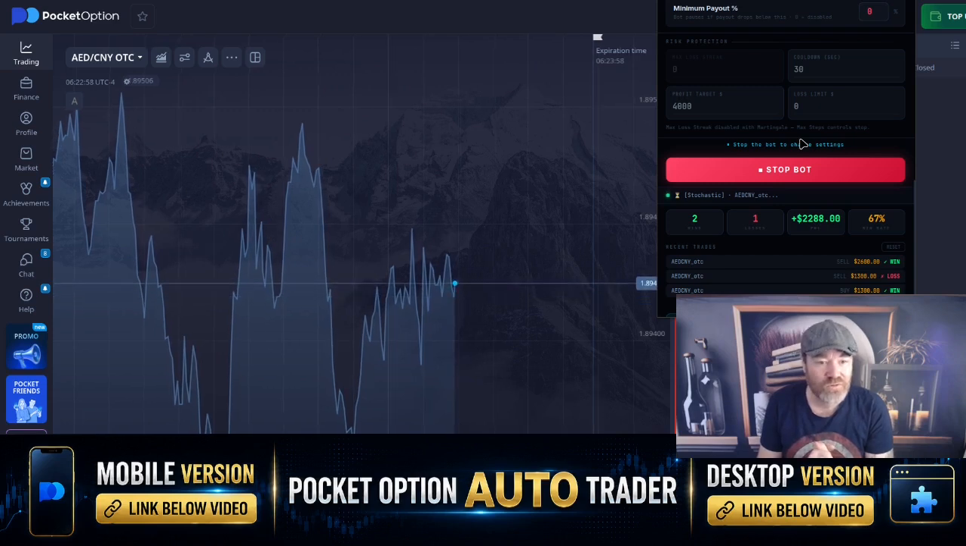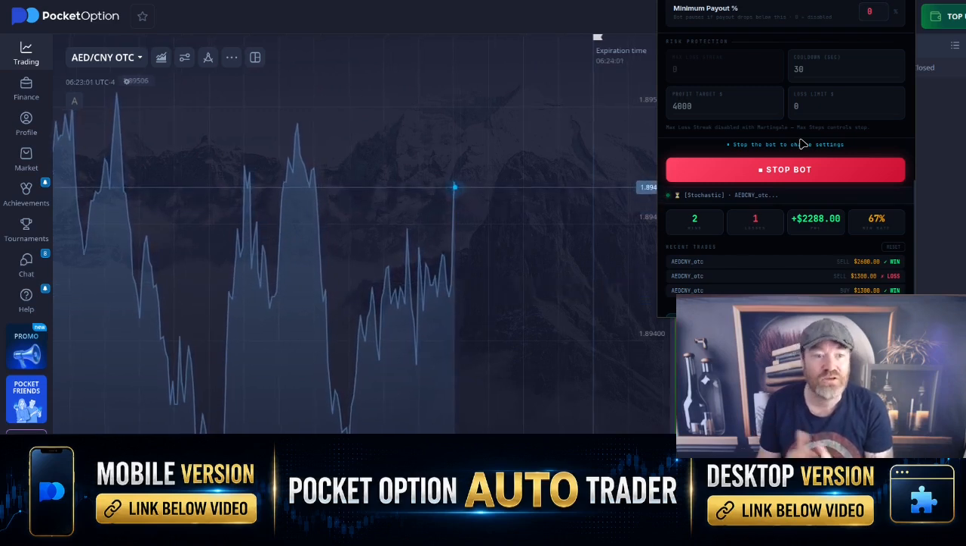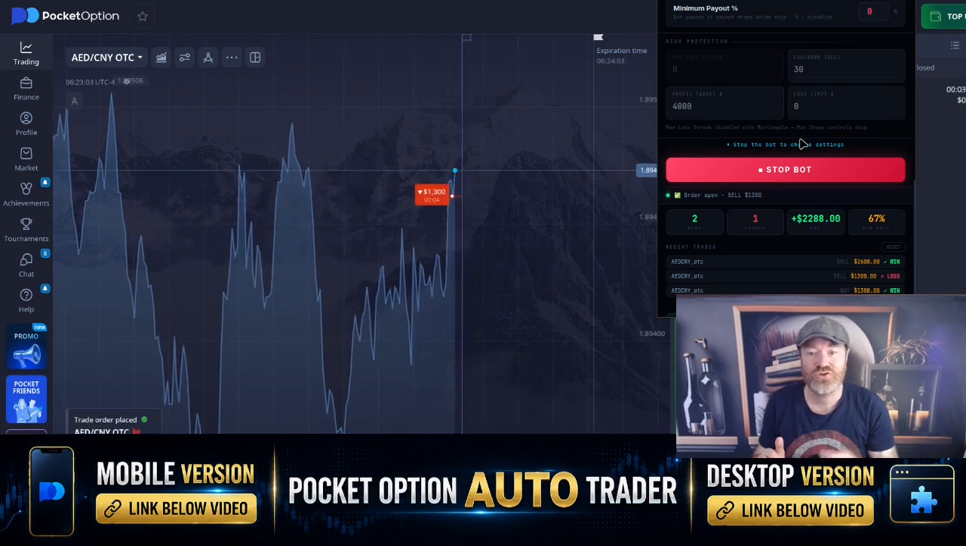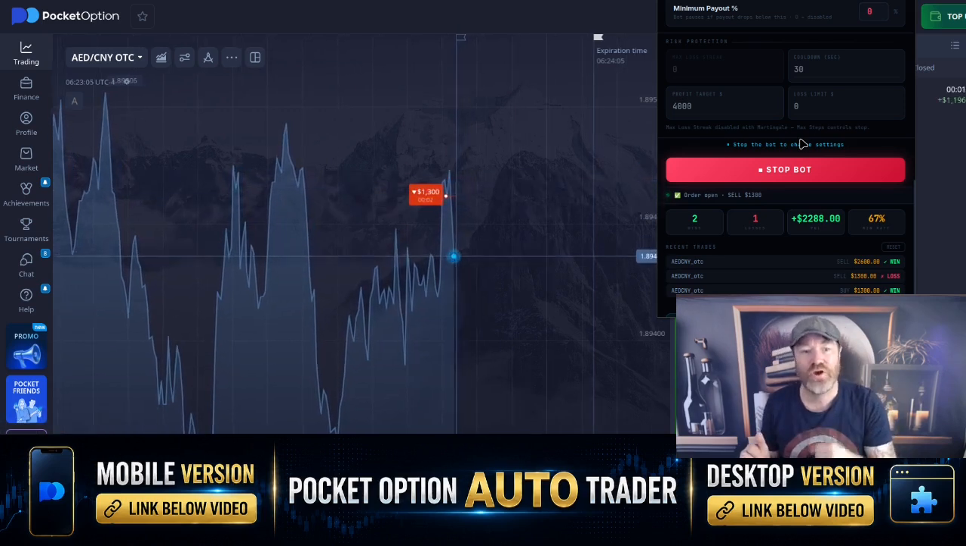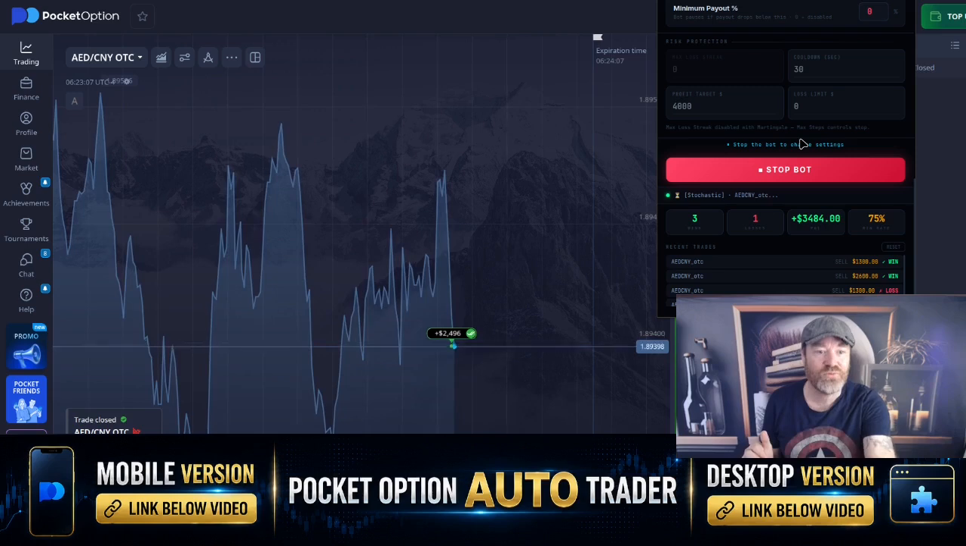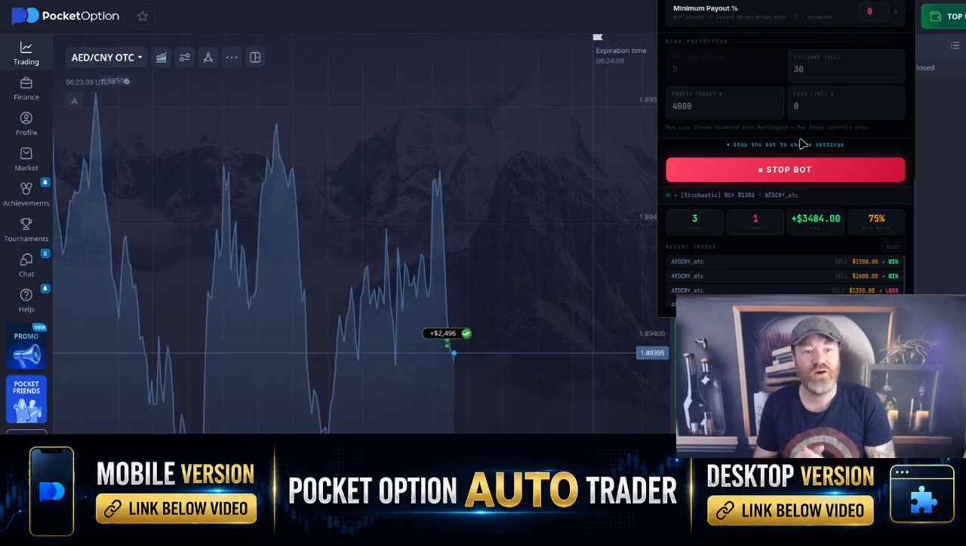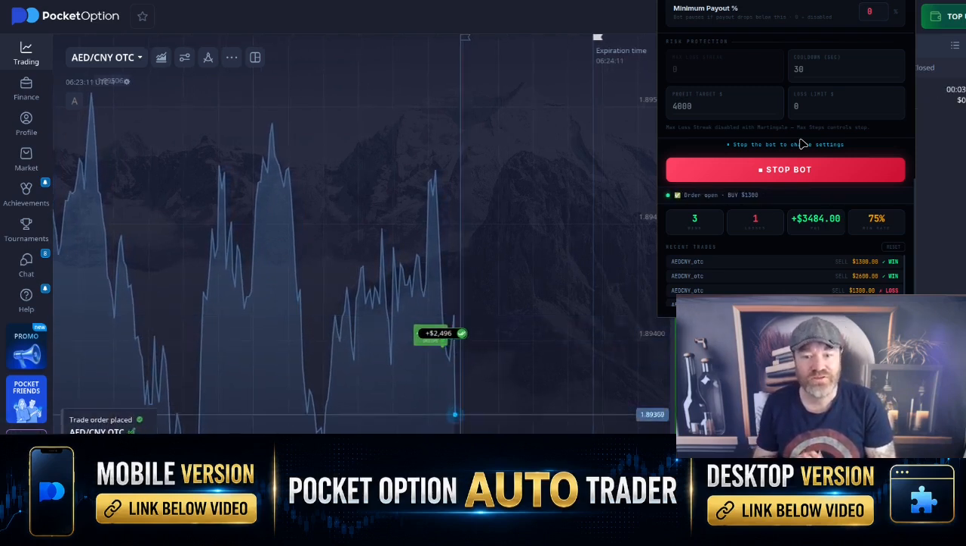So he's still looking for a trade. That's a good thing because this robot doesn't just throw in trades, he takes his time to find good trades. So you see a win here now. So we have now a 75% win rate and he's taking a buy trade.